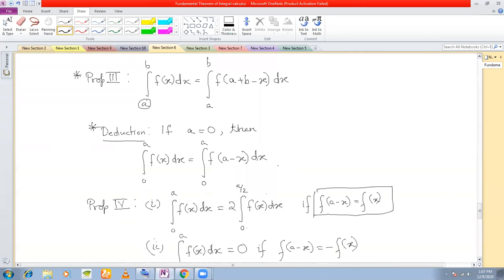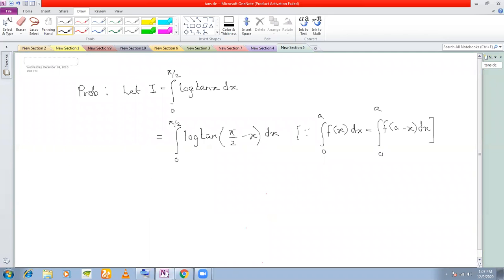This property I told you is a very important property. You are using this property: integral 0 to a f(x) is equal to f(a minus x) dx. That is what we have written. So a here is pi by 2. So this becomes integral 0 to pi by 2 of log tan (pi by 2 minus x). Now what is tan (pi by 2 minus x)? It is cot x, right? Now again change cot to tan. This becomes integral 0 to pi by 2 of log (1 by tan x) dx.